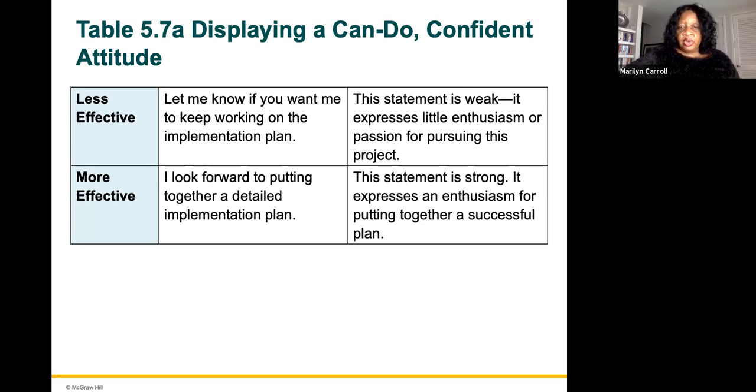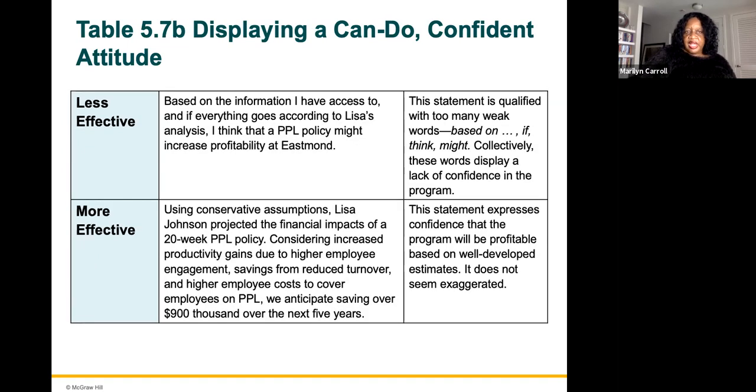This statement is strong because it expresses an enthusiasm for putting together a successful plan, versus the first statement about let me, which is weak and expresses little enthusiasm or passion for pursuing this project. See, words matter. How you phrase things matters. The tone in the message does matter. So now let's see another one.